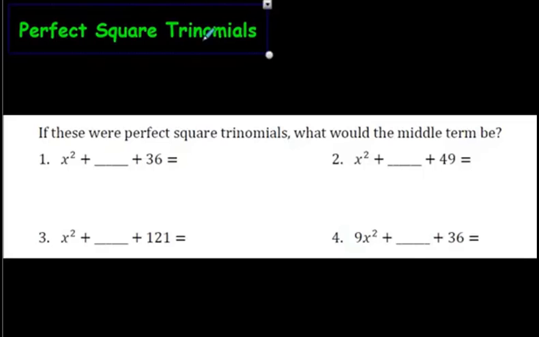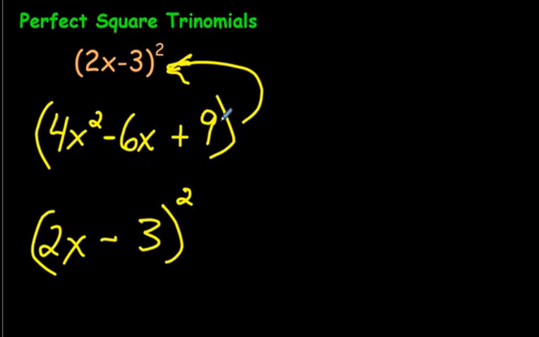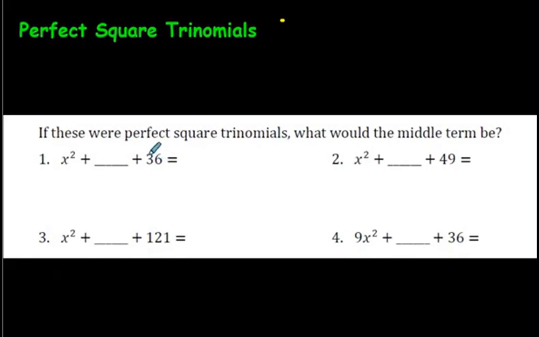Okay? So if you get a question like this, I'll get a blue pen here, or a red pen. If these were perfect square trinomials, what would the middle term be? Well, remember the middle term of the trinomial, let's go back here. The middle term of the trinomial, take the square root of the last term, which is 3, and double it. Okay? So take the square root of this, so square root of 36 is 6, and then double it, and you would get 12. And don't forget the variable of x.